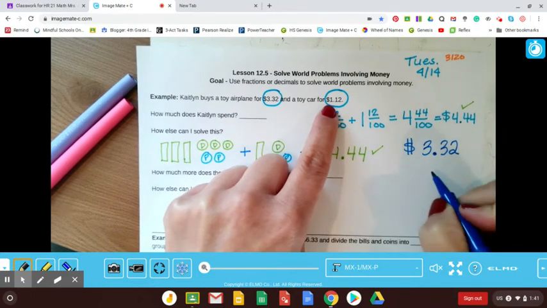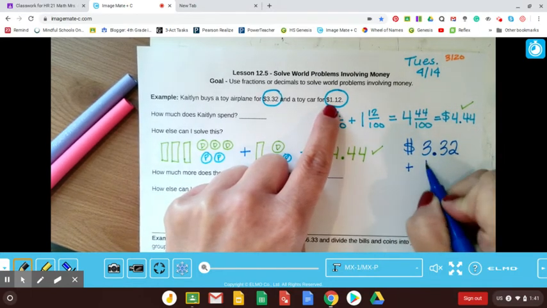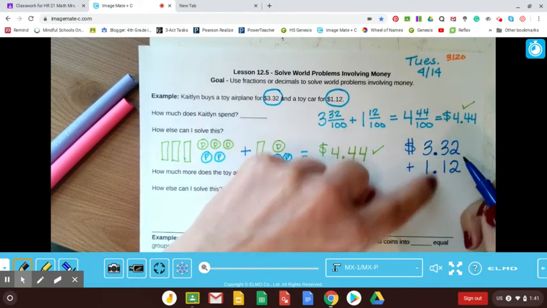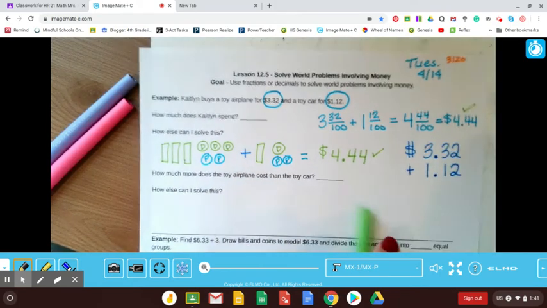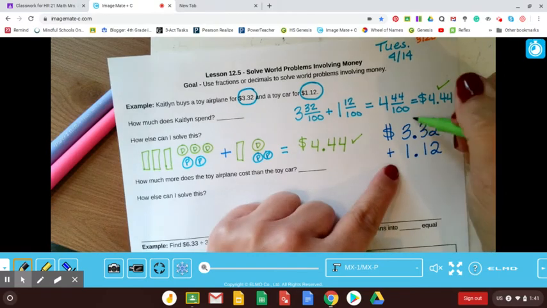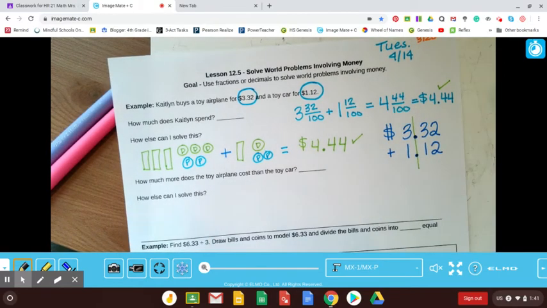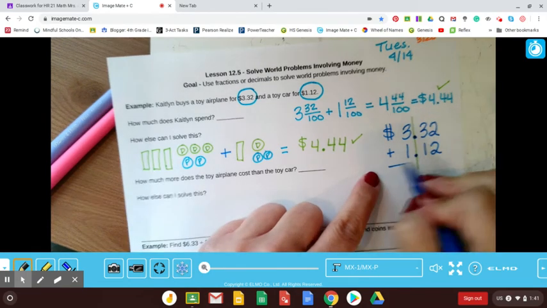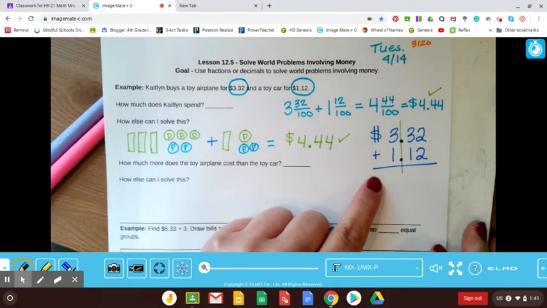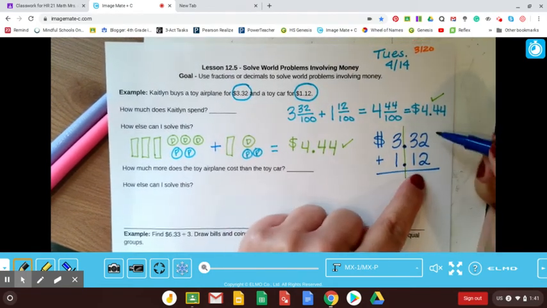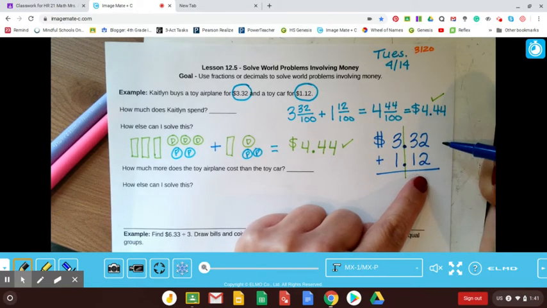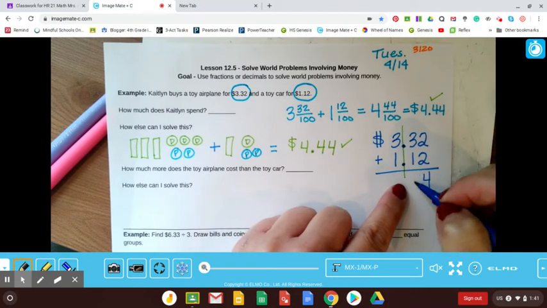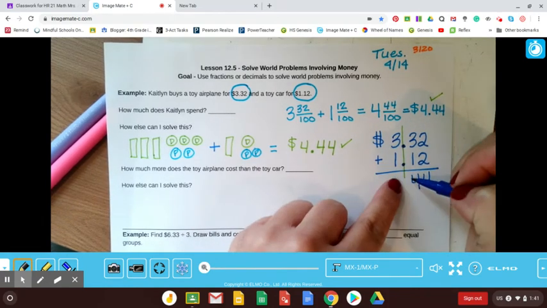So I have $3.32 plus $1.12, and I really want to just make sure. Sometimes I take my pencil and I just go like that. I just want to really make sure that those decimals are lined up. And now I can add. And now it's adding just like normal. We're going to start in the column or the place value all the way to the right. And we're going to add 2 plus 2 would be 4. 3 plus 1 would be 4.